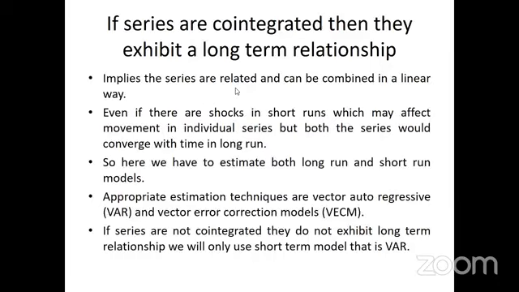Now, if series are co-integrated, then they exhibit a long-term relationship. We will stop here in the sense that this is the end point. If the co-integration exists, it's a very clear-cut indication. If it exists, then we will be using VECM, vector error correction model. And if it does not exist, then we'll be using VAR. Write it down. Please write down on one page.